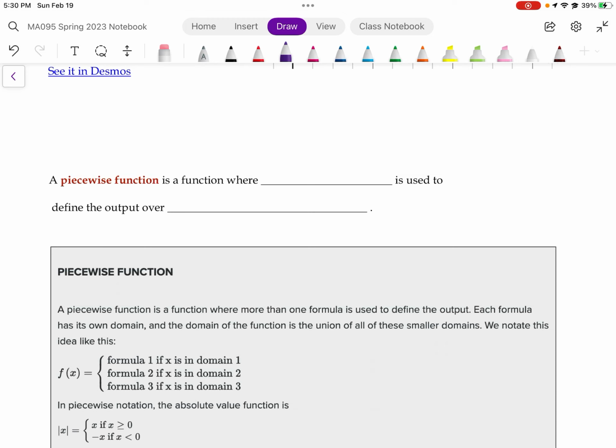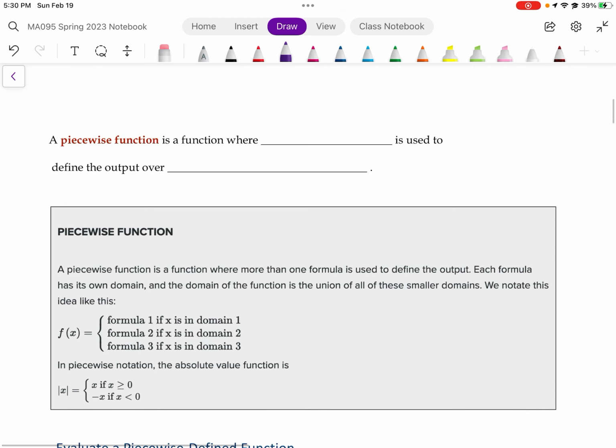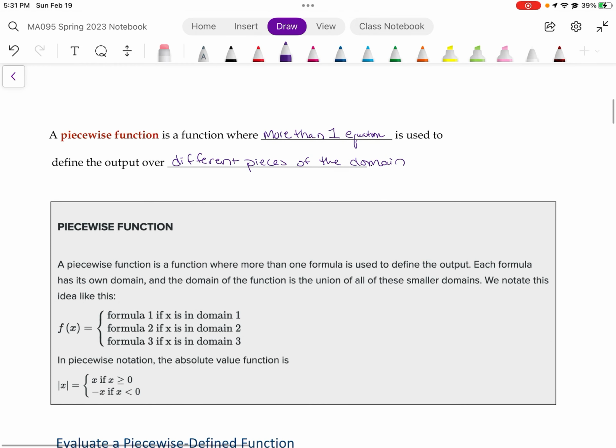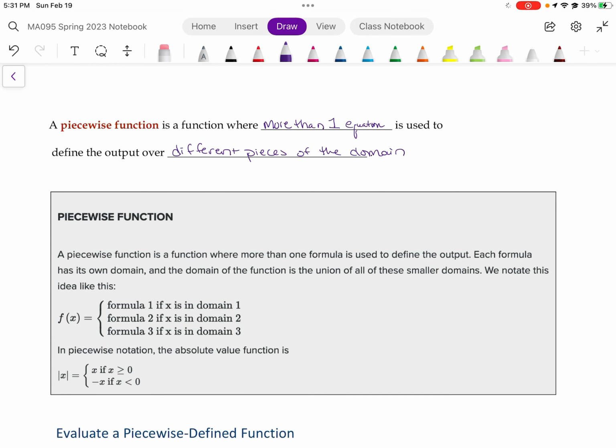Okay, so a piecewise function is a function where more than one equation is used to define the output over different pieces of the domain. Okay, so a piecewise function is defined right here below. More than one function is used to define the output.